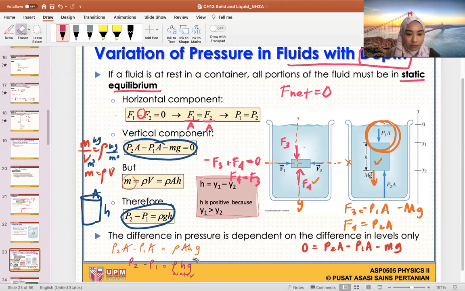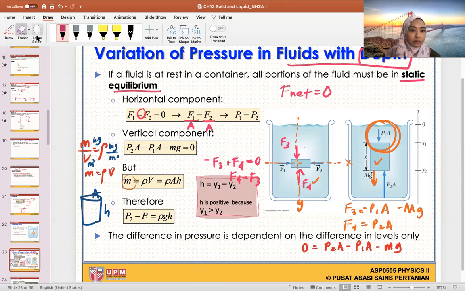So the difference in pressure is equal to rho g times the depth. Now, there is an additional note: H is equal to Y1 minus Y2. H is positive in this case because Y1 is greater than Y2. Why is Y1 greater than Y2? This is Y1, this is Y2.